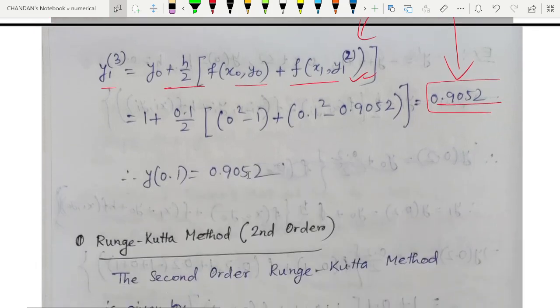Okay, so this is the case. So the value of y1 at 3 is 0.9052, meaning the value of y at 0.1 is 0.9052. Okay, so this is the modified Euler method, so I think you will understand.